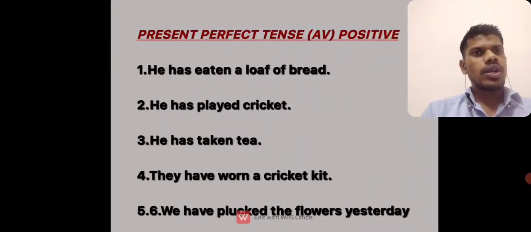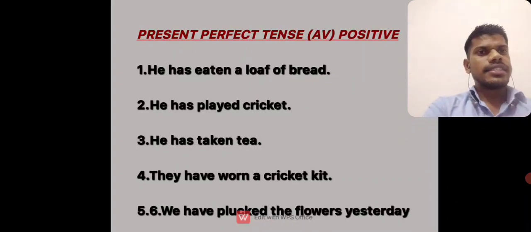Now we will see what are the examples for present perfect tense active voice positive. Here, first sentence, he has eaten a loaf of bread. Second sentence, he has played cricket. Third one, he has taken tea. Fourth one, they have worn a cricket kit. Fifth one, we have plucked the flowers yesterday.